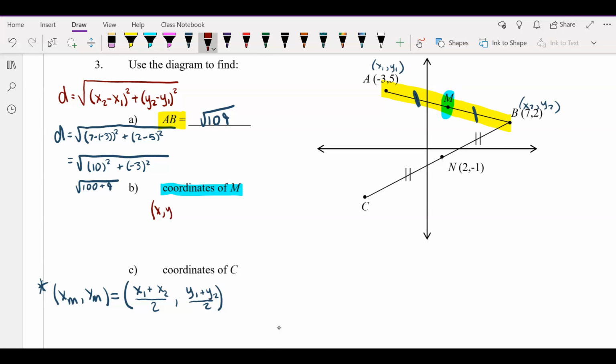So we're going to have x, y, our midpoint, I'm going to put a little m there, equals, parentheses, x1 is -3, and then plus 7 divided by 2, and then 5 plus 2 divided by 2. When we do that, we will get some lovely fractions. So we'll have 4 over 2, and then 7 over 2. You will always reduce, so our final answer is (2, 7 over 2). Leave it as a fraction. I do not want a decimal. It will drive me crazy if everything is written as a decimal. So that is the midpoint.